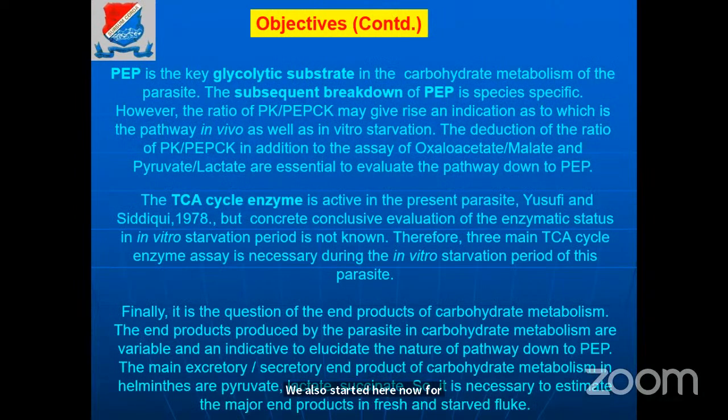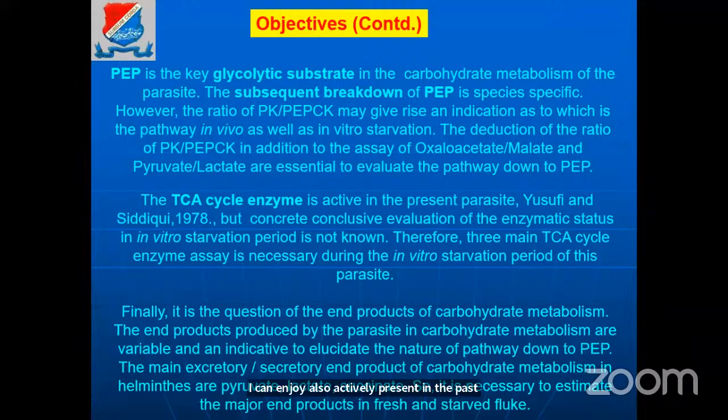The phosphoenol pyruvate is the key glycolytic substrate. From the phosphoenol pyruvate, what type of metabolic pathway is followed? What is the ratio of pyruvate kinase and phosphoenol pyruvate carboxykinase? What is the situation of oxaloacetate, malate, pyruvate, and lactate, to evaluate the pathway down to the phosphoenol pyruvate? And TCA cycle enzymes are also actively present in the parasites.